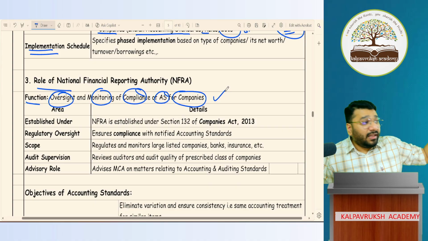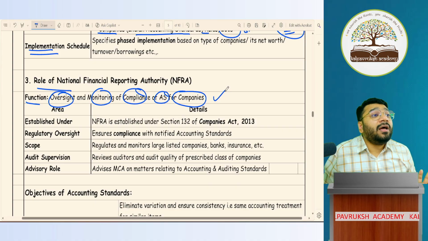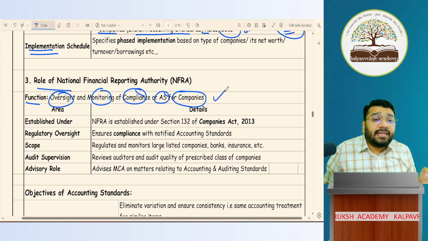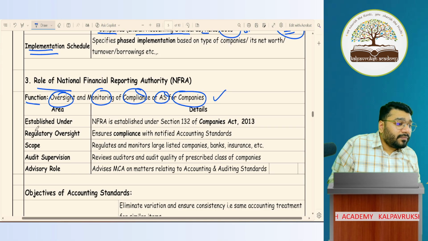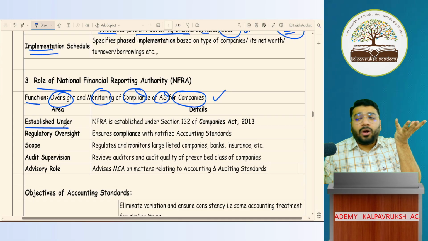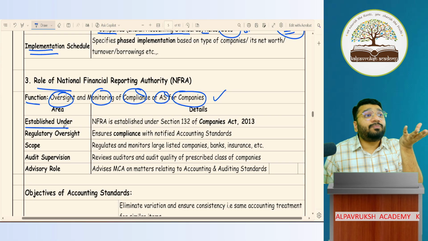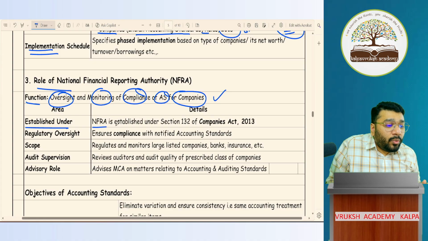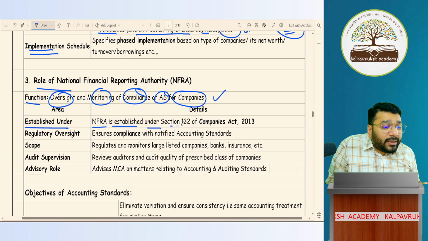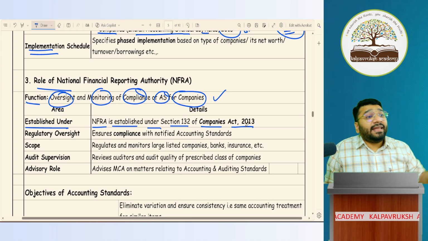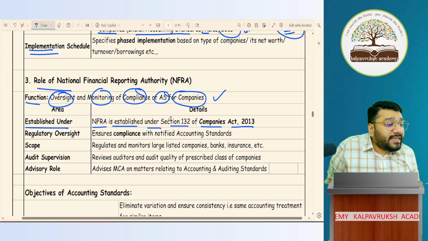Apart from ICAI, they have to monitor whether these companies are complying with AS or not, whether they're complying with Ind AS or not. How did this NFRA get into the picture? What is the date of birth of this NFRA? How was this NFRA born? NFRA was established or born under Section 132 of Companies Act 2013. So creation of NFRA happened in Section 132.